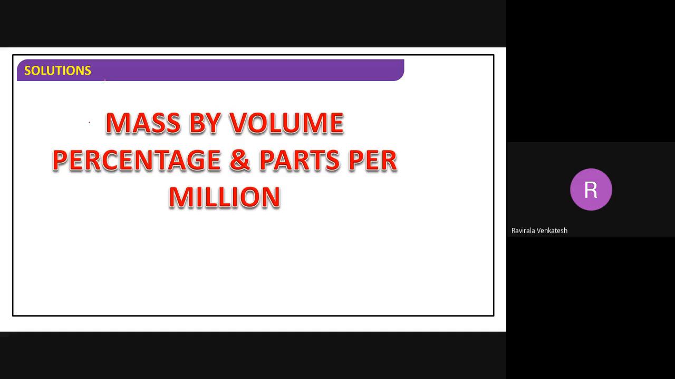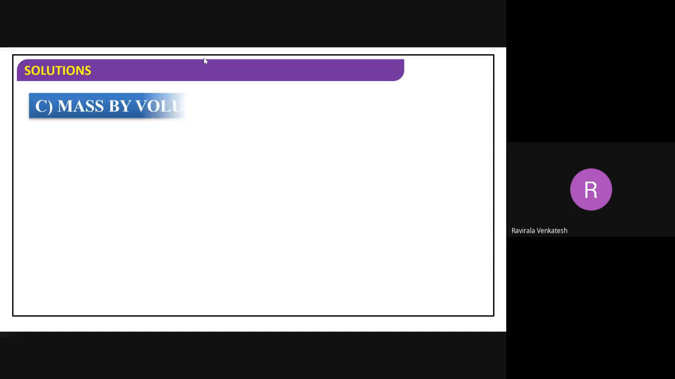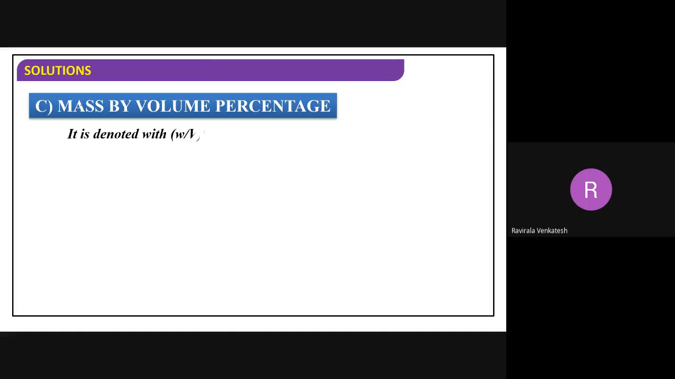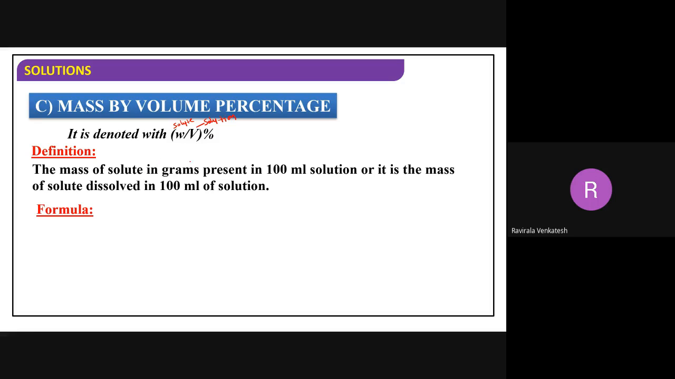Now this is important: mass by volume. Most of the questions we get are mass by volume only. That means most of the terms we use are mass by volume. In this case, solute will be the mass, and the volume will be of the solution. That means the resulting solution will be in the liquid state here. Right? The mass of the solute in grams present in 100 ml of the solution is called mass by volume.